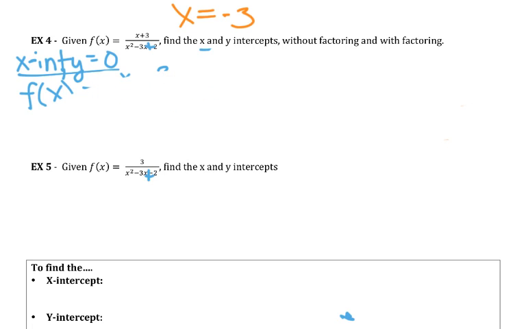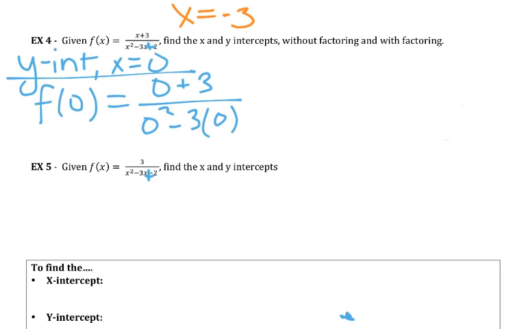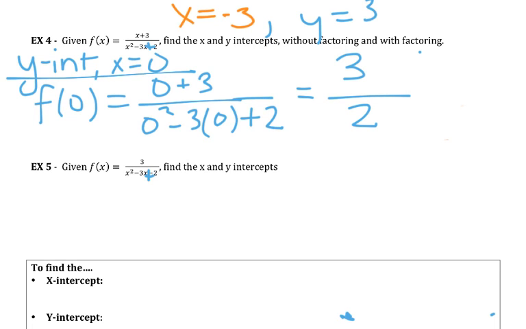Okay, for y-intercepts, our x value needs to be 0. So I can just plug 0 into this equation. In the numerator, I have 0 plus 3 over 0 squared minus 3 times 0 plus 2. That gives me 3 over 2. And I'm done. My y-intercept was just 3 over 2.